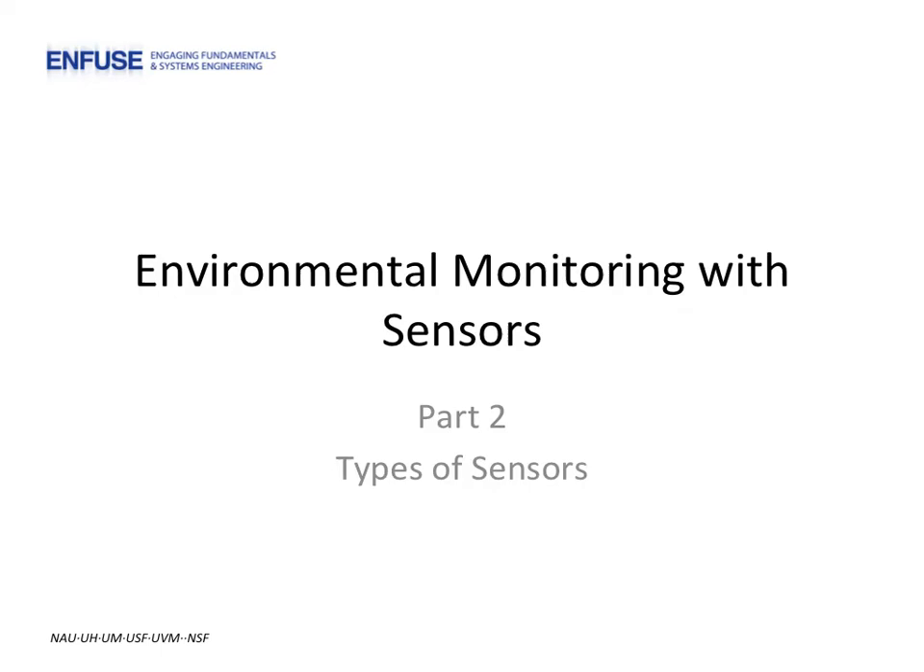In this clip on environmental monitoring with sensors, we will overview three general categories of sensors based on the electrical parameter that is altered in the device as the phenomenon changes. Namely, we are going to discuss resistance, inductance, and capacitance-based sensors.